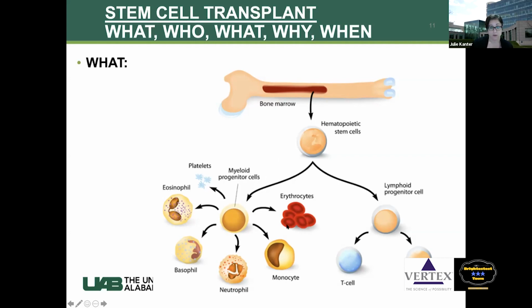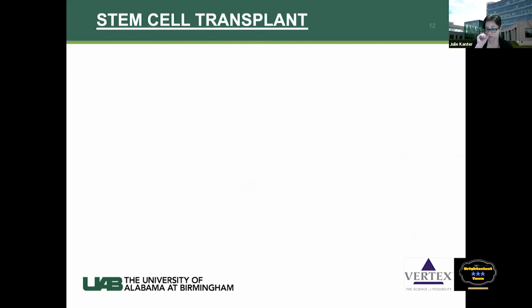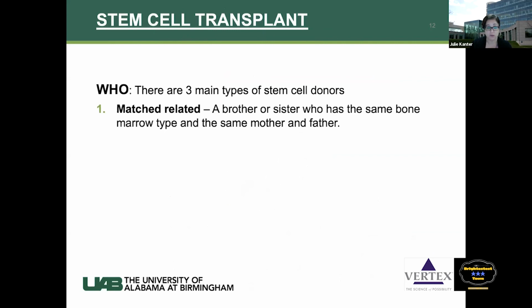So let's talk about stem cell transplant. There are three main types of traditional stem cell donors. There's a matched related donor, which is a brother or sister who has the same bone marrow type as the patient, and they have the same mother and father.